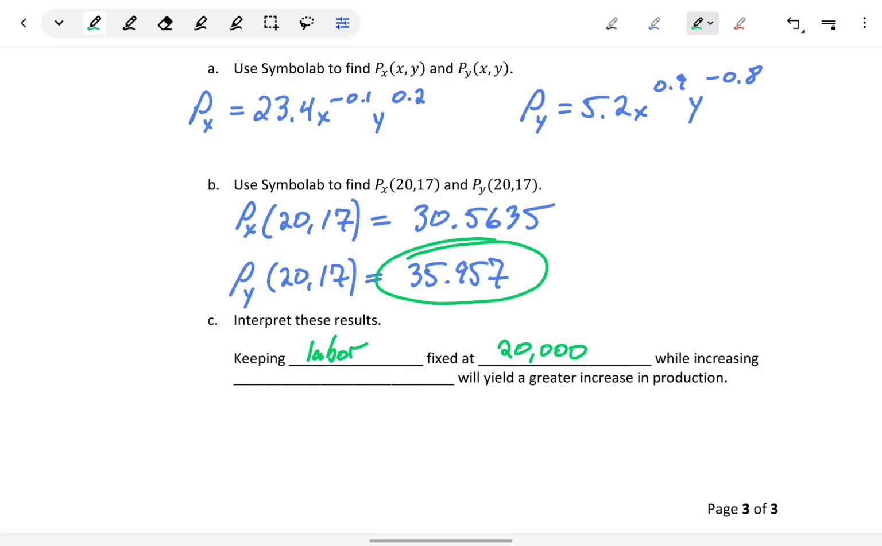since that was our x value, while increasing our investment in capital, that will yield a greater increase in production, because while both of these derivative functions take on a positive value, where we get that larger value means a larger increase. Specifically, a larger increase by increasing our y value, meaning that an increase in investment in capital will yield a greater increase in production.